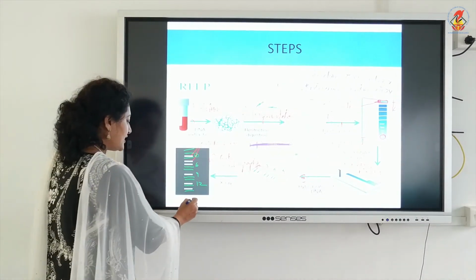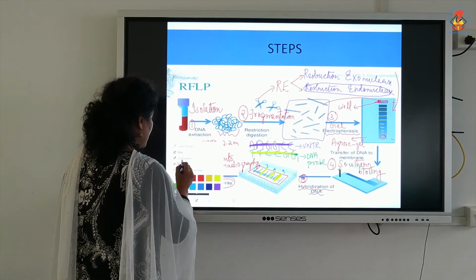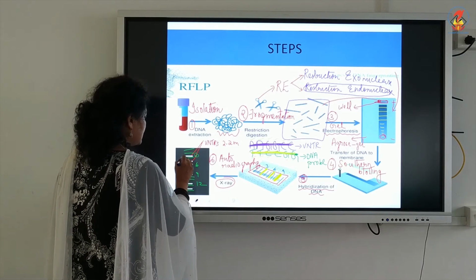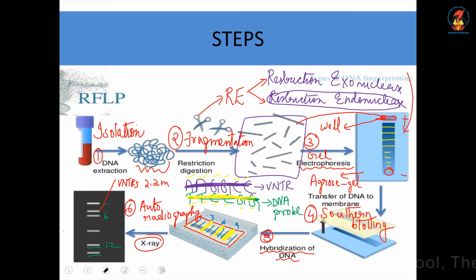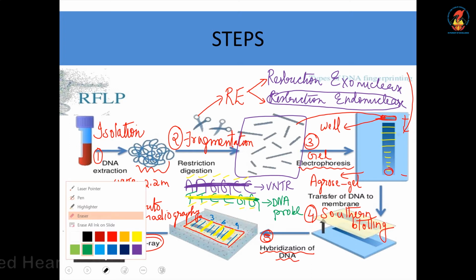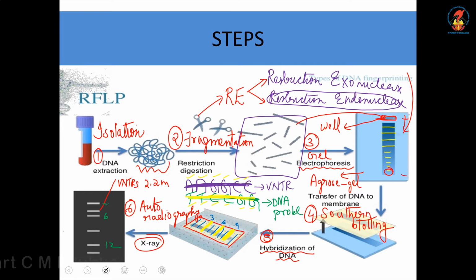So I am going to erase the greens. They are not found in the X-ray film. Only the regions where there are the VNTR are seen as bands. So we have a banding. This is called the DNA profile.